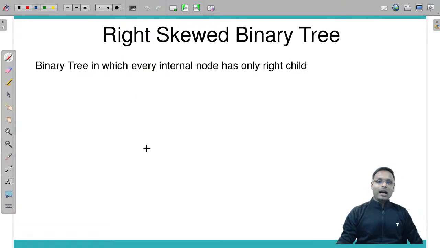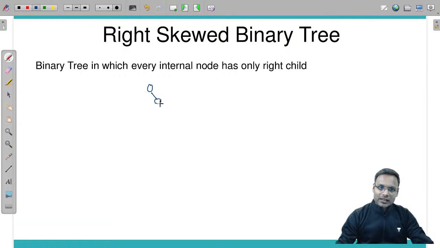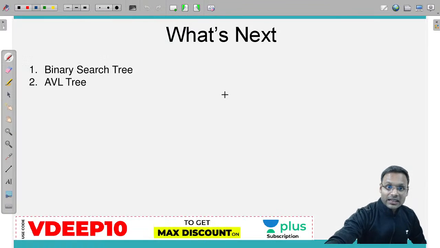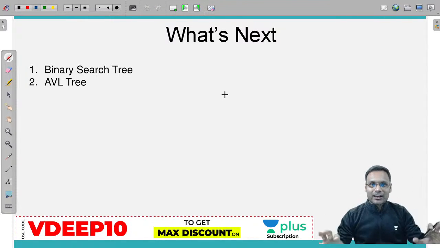Then we have another binary tree, which is the right skewed binary tree. Every internal node has only a right child, like this way. Skewed binary trees. Okay, clear? Fine. So this is it for the session.